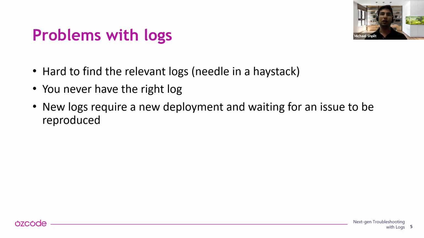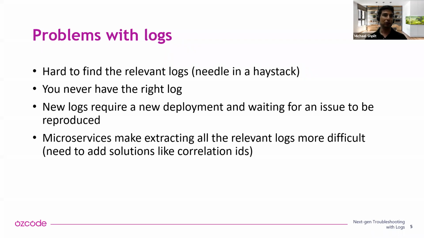And every time you add a log, it's not that simple. You have to add it to your source control. Then you have to deploy, and then you have to reproduce the bug and get the new logs. In a microservice architecture, when you have multiple services, you need to get logs from those multiple services. And there are solutions for that: distributed tracing, correlation IDs, open tracing, all that stuff. But it takes effort.